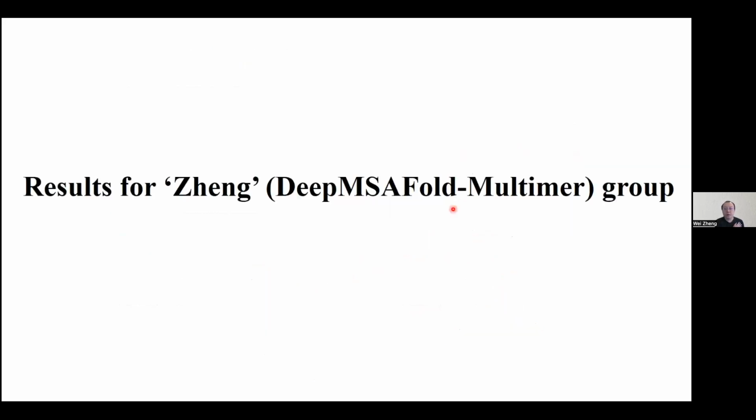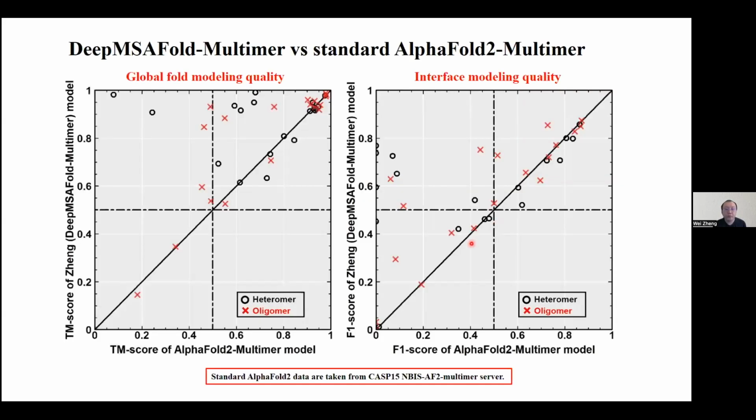We have shown the results for the UM-TBM server. Next, we will focus on the results analysis of the Zheng human group, built on DeepMSA fold multimer for protein complex modeling. In the following talk, we will shorten DeepMSA fold multimer to DeepMSA fold and AlphaFold2 multimer to AlphaFold2. Again, we compared our method with the standard AlphaFold2 in both global fold, reflected by the TM score, and the interface modeling quality, reflected by the interchain contact F1 score.